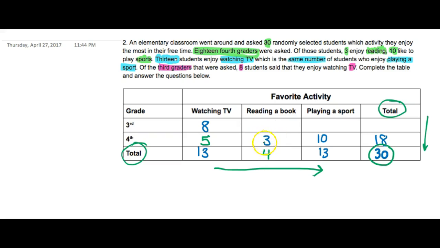So if that's the case, and we know that there are 4 people who enjoy reading books, and 3 of them are fourth graders, well, one of them is going to be a third grader. Now, out of the playing sports, 13 of them are there, but we only have 10 fourth graders, which means we're going to have 3 third graders. So from here we can figure out how many third graders were asked. 8 plus 1 plus 3, 9 plus 3 is 12. Okay, now we can use this chart to answer information.